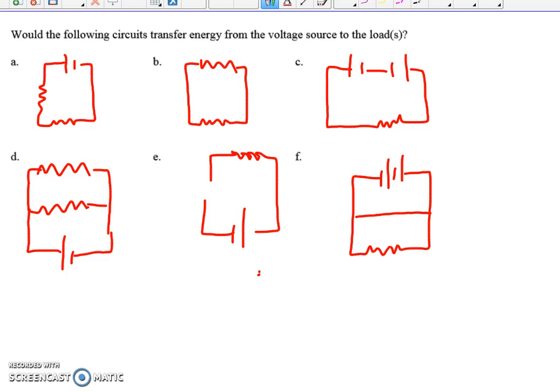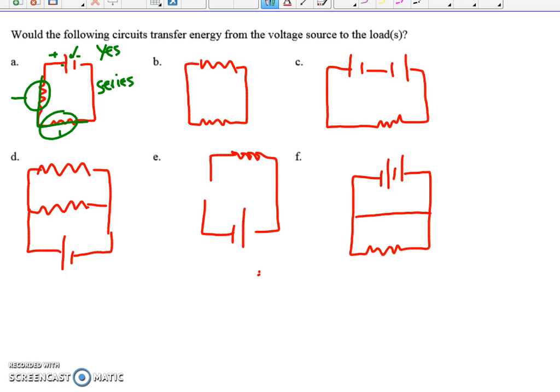Is there a voltage source? Yep. Are there loads? Yep. And do our wires lead from the positive and negative? And the answer is yes. So this one is fine. What's different from what we introduced in class is that there are two loads here. There's no rule that says you can't have more than one load in a circuit. In fact, these are connected in such a way that there's only one path through them to get from the positive to the negative. So this is called, and we'll talk more about this later on, a series circuit.